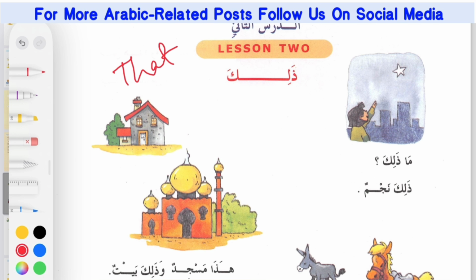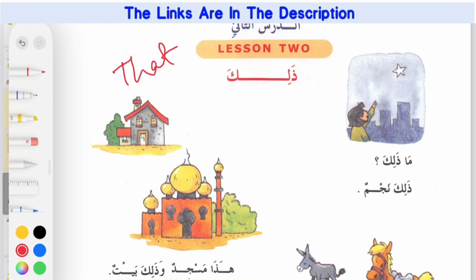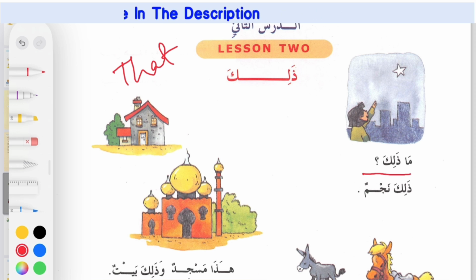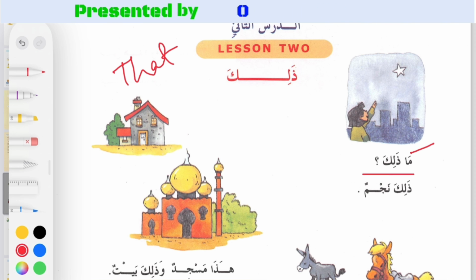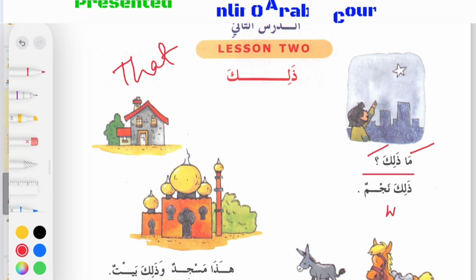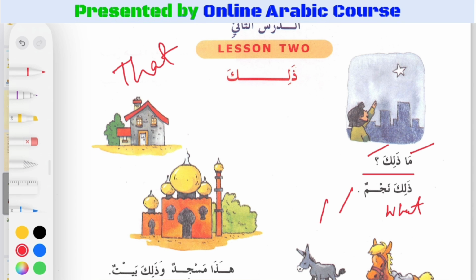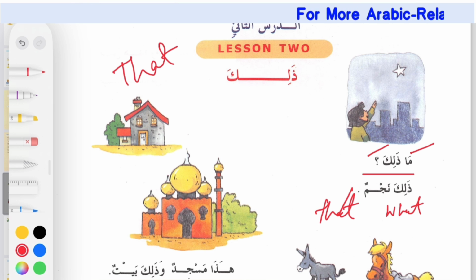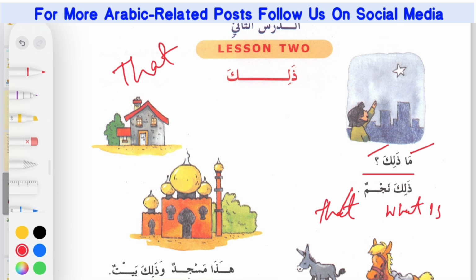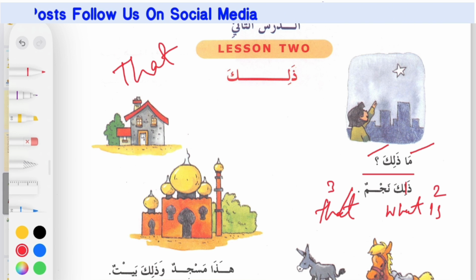And now let's read and understand the text. The first text is ma dhalika. Ma means what, which we have already understood in the first lesson, and dhalika means that. So ma means what, dhalika means that. What that? Ma dhalik, what that? It is the literal meaning, but we don't say what that in English. We say what is that.